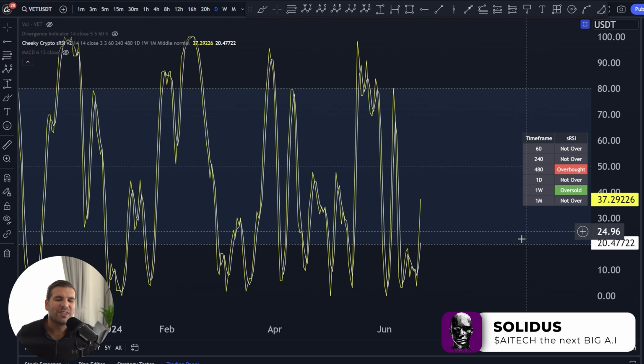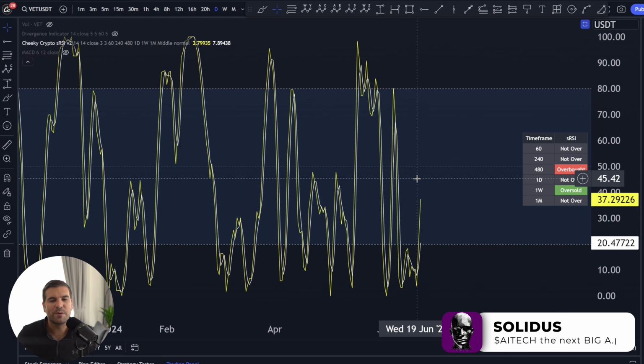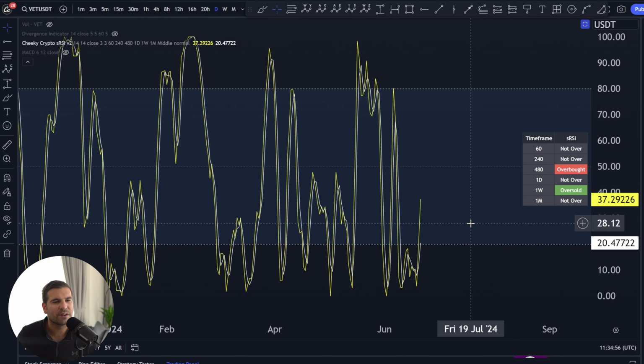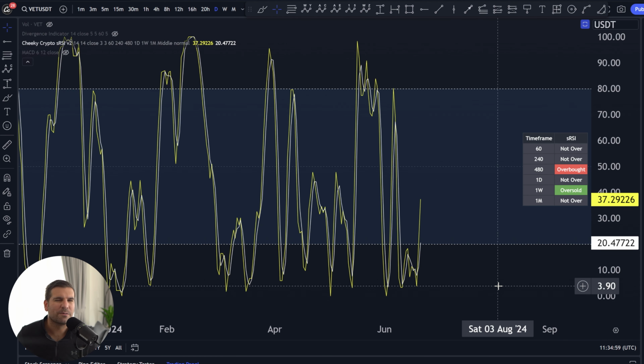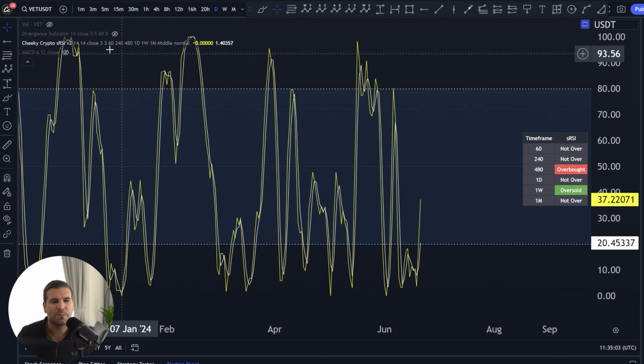We're also overbought on the 8-hour time frame, so expect more volatility. I'm expecting rejection before we get above that mid level here at 50 on the stochastic RSI, and we'll unfortunately probably have that additional lower low to come before we get the significant bounce upwards.